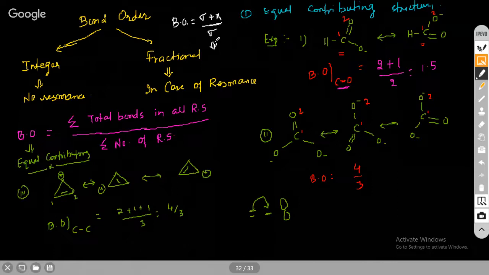How will you know if any compound is an equal contributor? Okay, so some of you have doubt in equal contributors. Actually, you see, okay, I'll just come back onto this formula. I'll discuss this equal contributing thing once again.